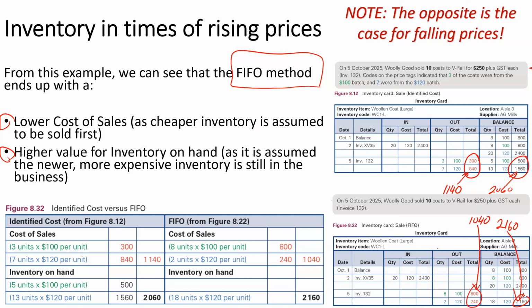Therefore, when there are falling prices, it's going to do the opposite. So to understand this in a bit more depth, the table down in figure 8.32 unpacks all these different parts of the inventory card with a bit more detail. So if you're a bit stuck, pause the video, have a look at the inventory cards with that table on the bottom left to help you understand why these 2 points occur in rising prices.